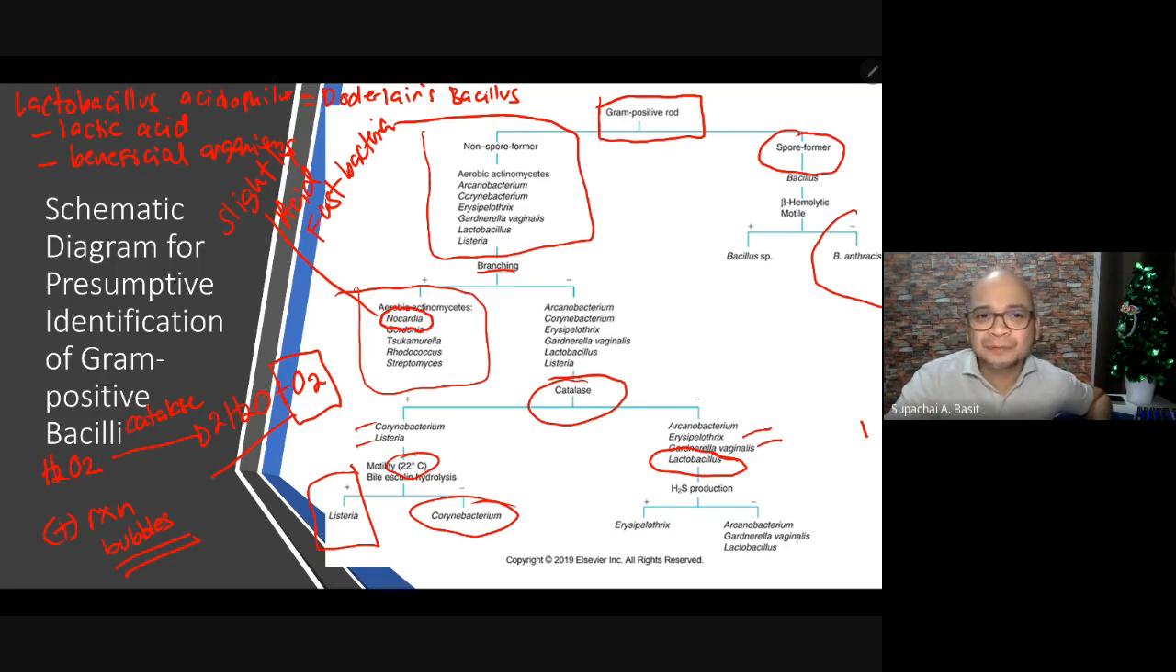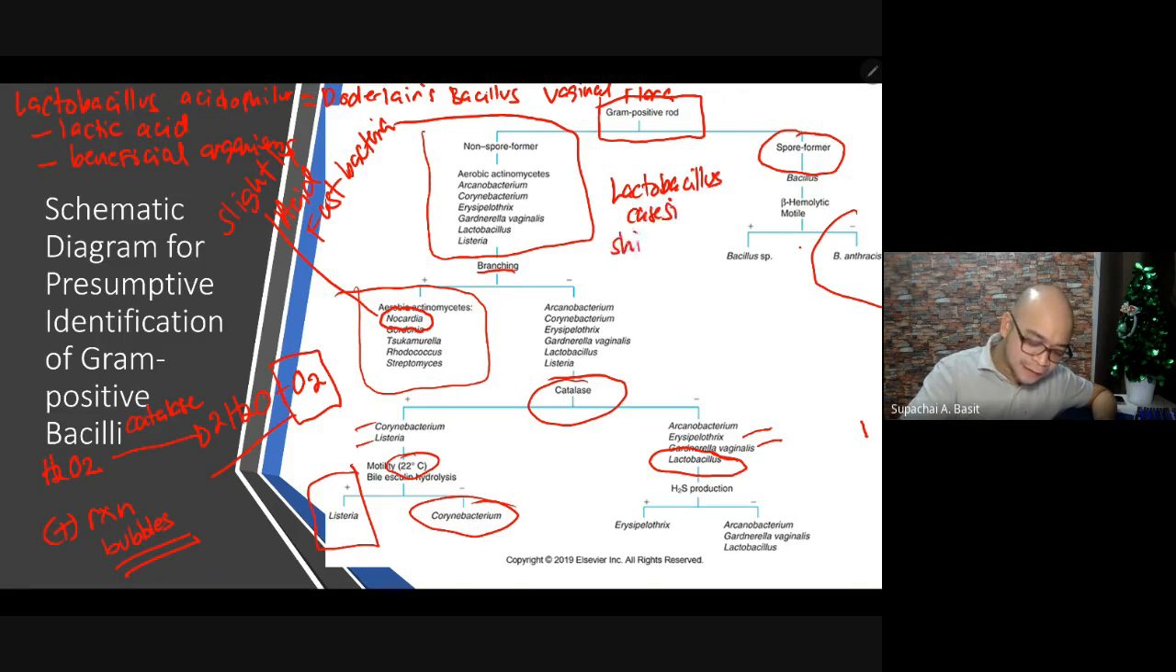In fact, we want to have more Lactobacillus casei. If you can recall, the Lactobacillus casei Shirota strain is actually found in Yakult.